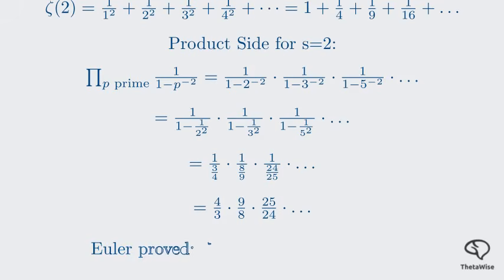The amazing part is that Euler proved that this infinite product is exactly equal to the infinite sum on the other side of the formula. In fact, he famously showed they both equal pi squared over 6. This example shows the power of Euler's formula. It connects a seemingly simple sum of fractions to a complex product of terms based on primes, demonstrating a deep relationship within number theory.